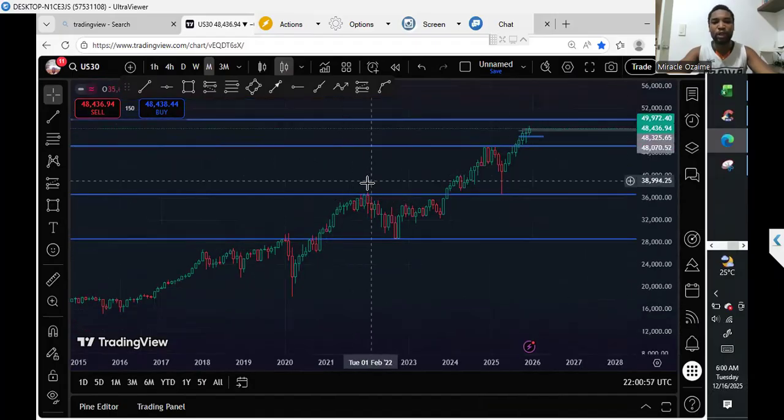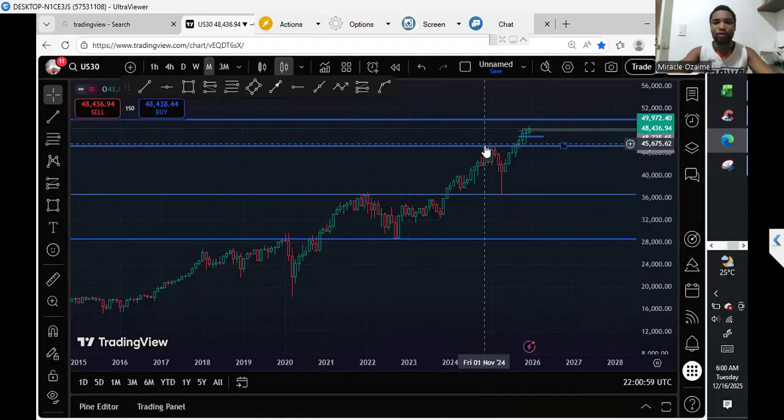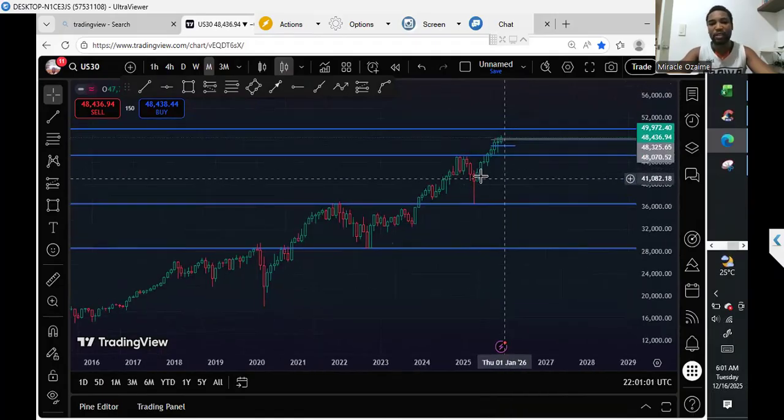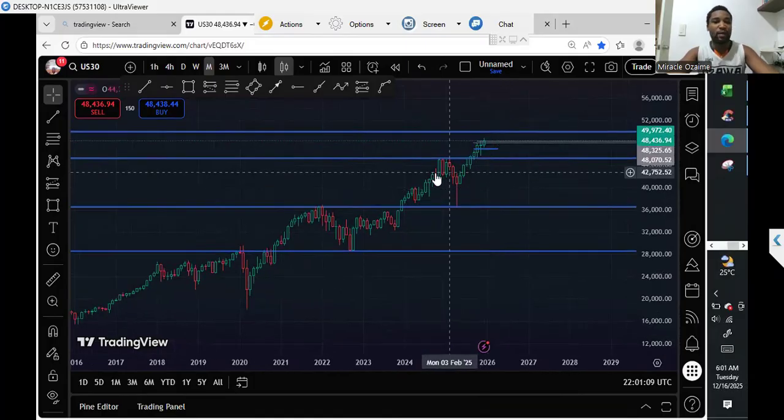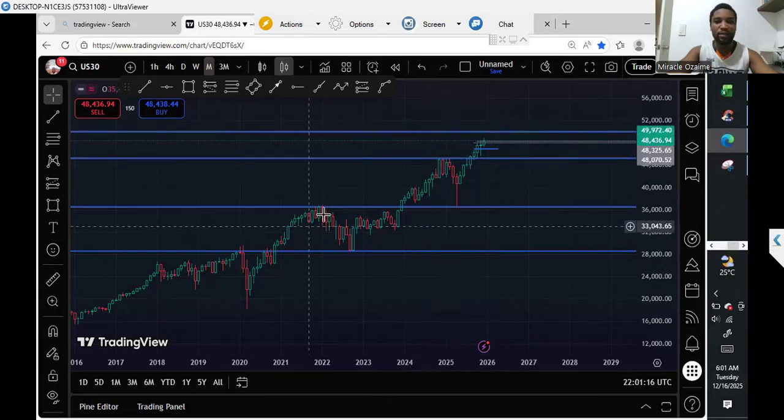We have a push, we have a drop, we have a push, we have a drop. This is a Fibonacci. I'm looking for US 30 to get to 50K region. That's what I'm projecting for US 30 to get to 50K region. Then before, we are going to see a significant rejection.